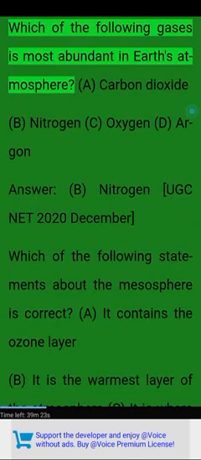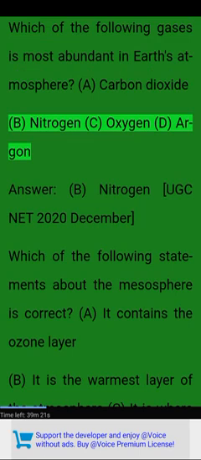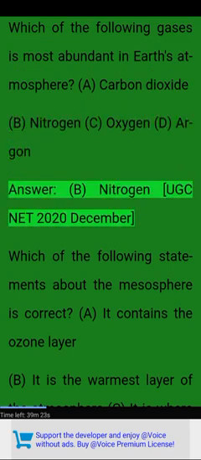Which of the following gases is most abundant in Earth's atmosphere? A. Carbon dioxide. B. Nitrogen. C. Oxygen. D. Argon. Answer: B. Nitrogen. UGC NET 2020 December.